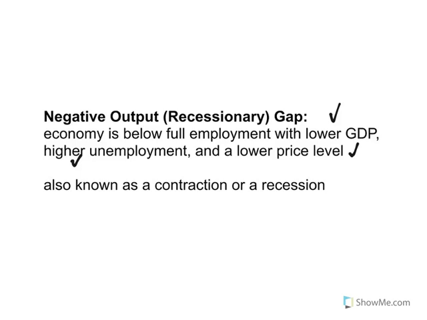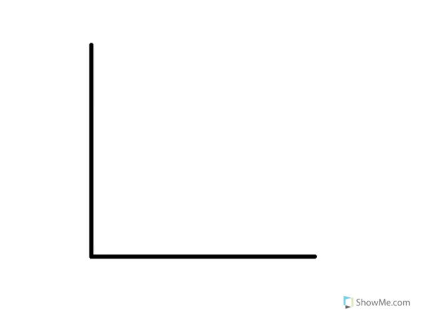And I want to emphasize to you that both negative and positive output gaps are not a quote-unquote good thing for an economy. We don't want short-run gaps. We want long-run growth. So let's go ahead and graph the economy in a recessionary gap. And this is a very important skill because many AP FRQ questions will often start you in a recessionary gap.